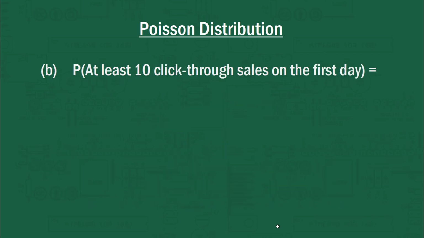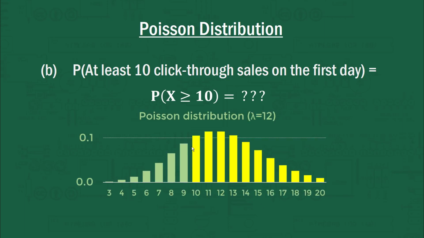All right, part B. What's the probability of at least 10 click-through sales on the first day? So how do we find the probability of x being greater than or equal to 10? Now that's equivalent to this whole yellow area over here if we sum up all of those together, going from 10 up until infinity.